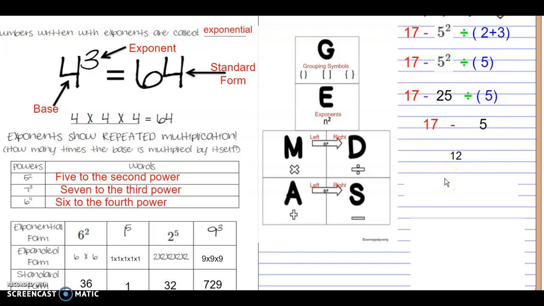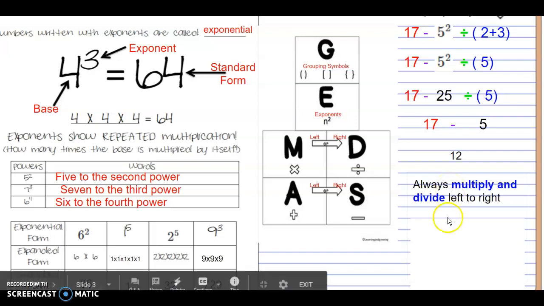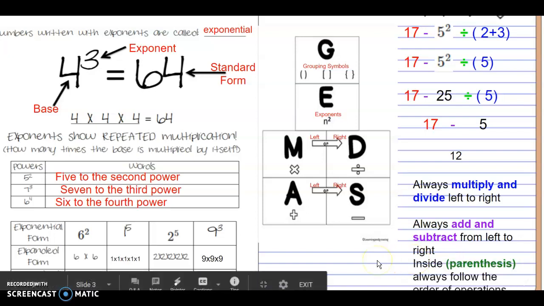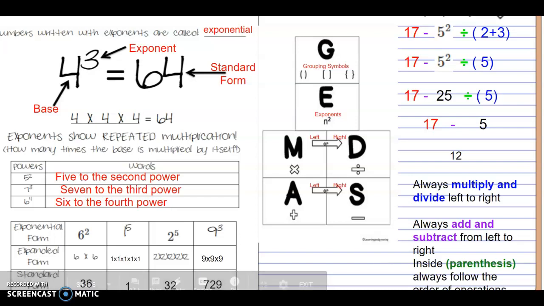Also, we need to make sure that we understand the steps that we just did. Always multiply from left to right. Always add and subtract from left to right. And inside the parentheses always follows the order of operations. Make sure you've written all of these things down in your composition book, because on Monday, this is due, we will begin order of operations as we begin the equation unit.